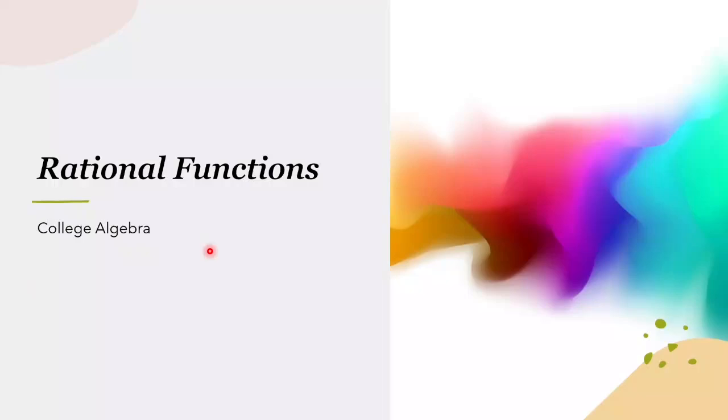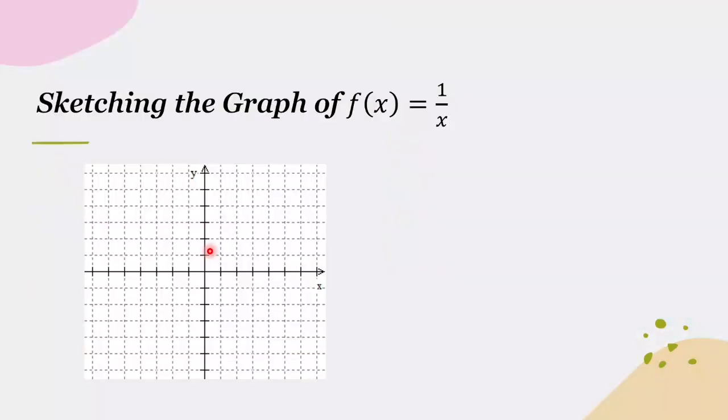Let's talk about rational functions and some of the common characteristics that they have. We're going to start by sketching the graph of our reciprocal function, f of x equals 1 over x. We graphed this a long time ago when talking about those toolkit functions, but I am going to go ahead and make a table of values just to help me remember what this shape looks like and plot some points.